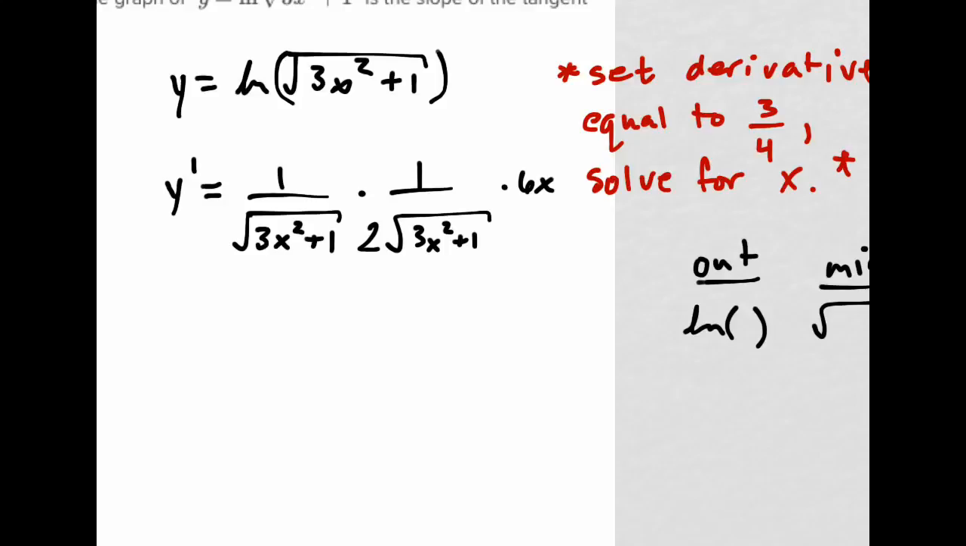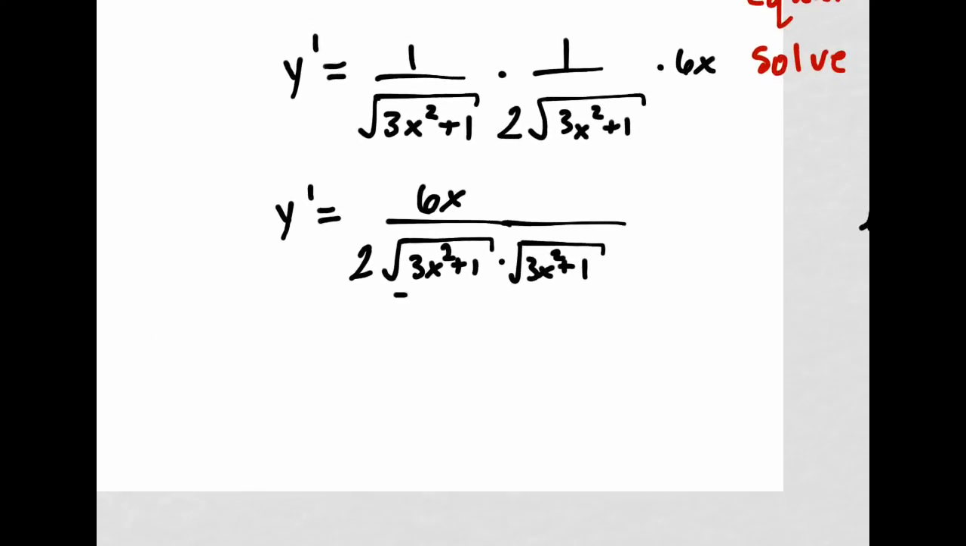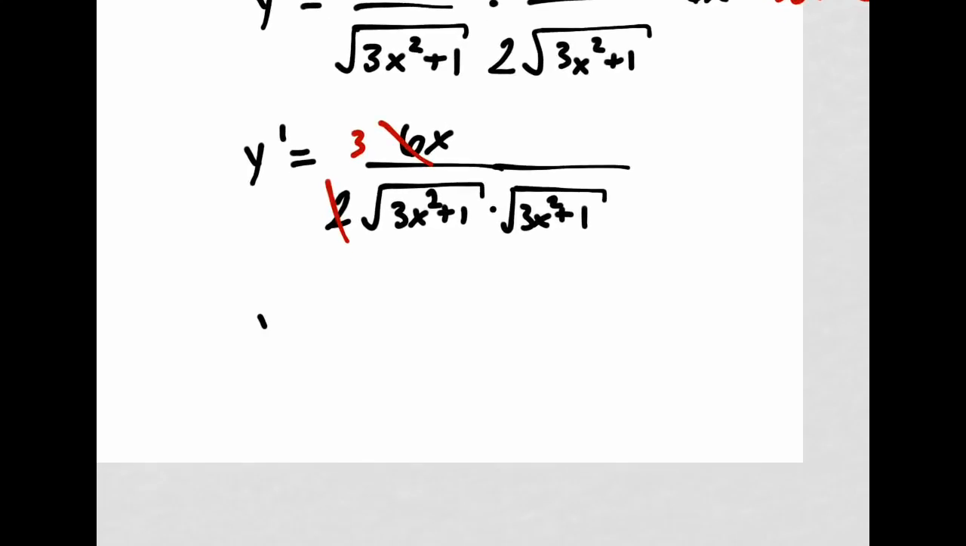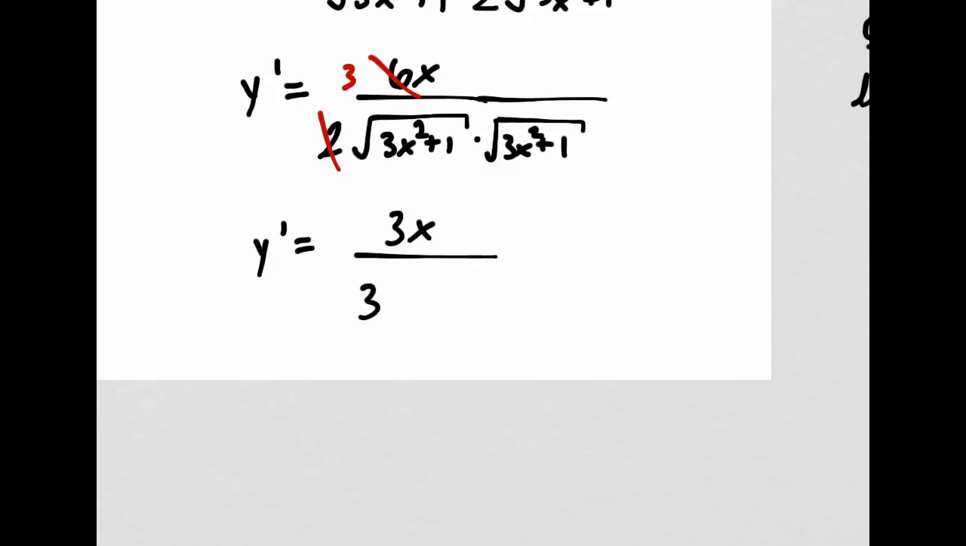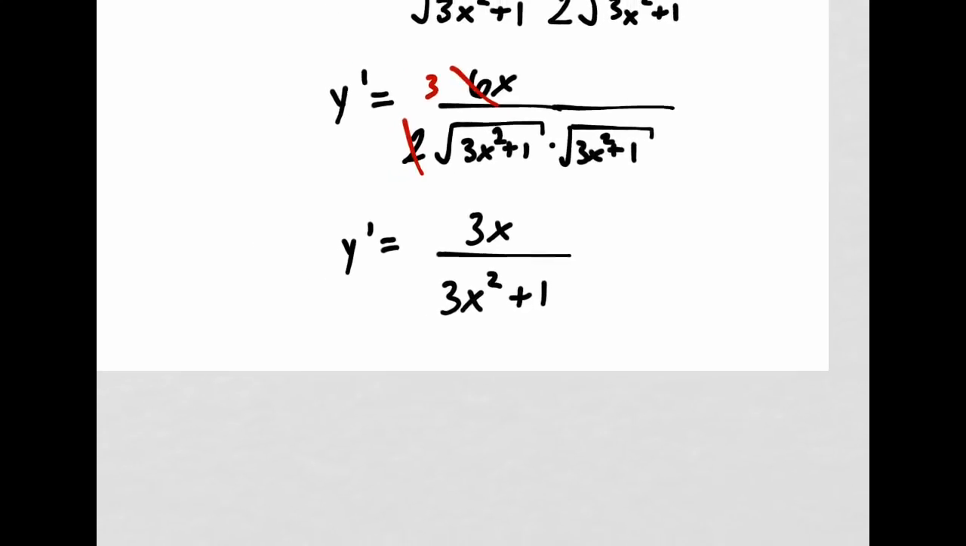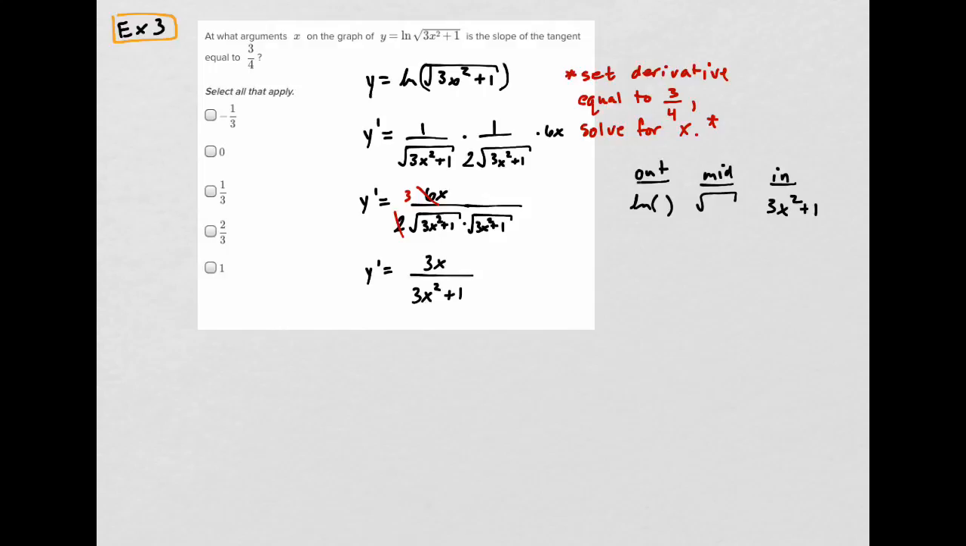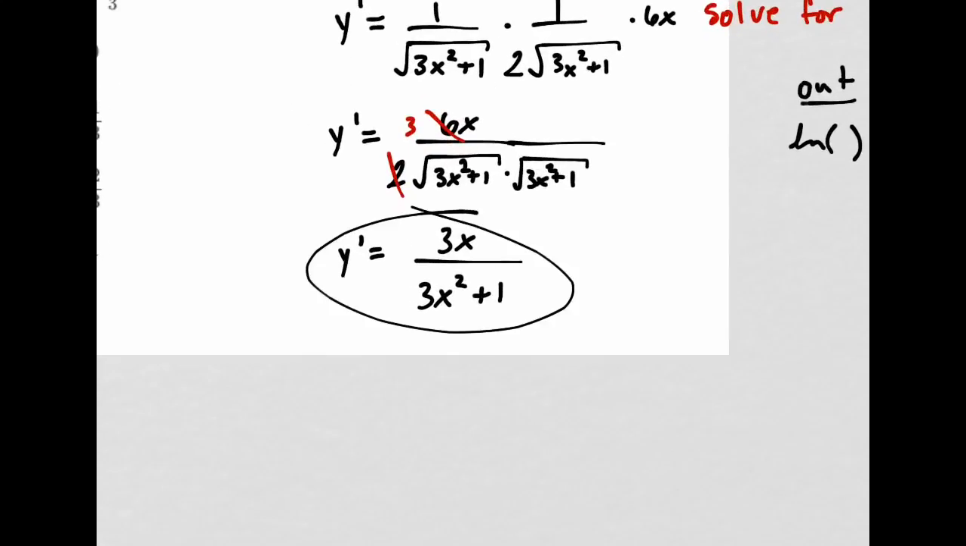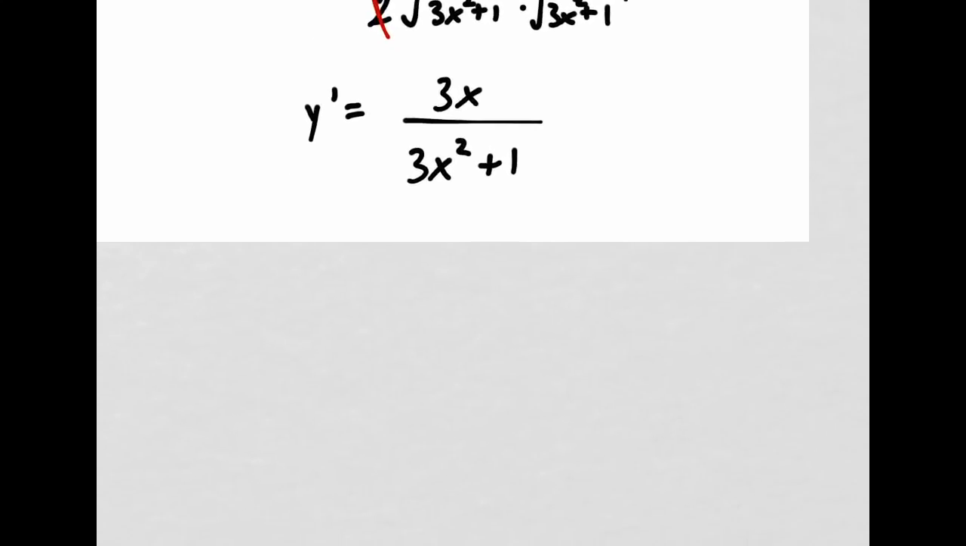Now I'm going to simplify a little bit. So I have this, but look at that. That's being squared. So the square roots go away. And this can change to 3, right? So we have y prime equals 3x over, and then this, if I'm squaring a square root, the square root goes away. So I just have 3x squared plus 1. Now, our question is asking what x value makes this equal to 3 over 4. So here's where we set the derivative equal to 3 over 4. And then I'll cross multiply. And then I'll solve the quadratic plus 1.